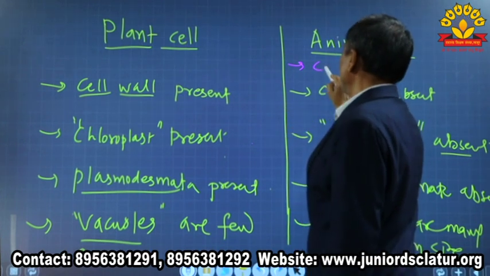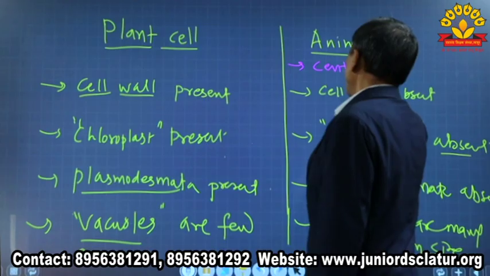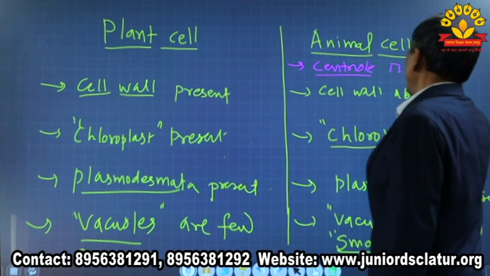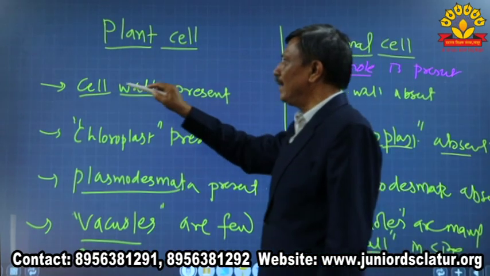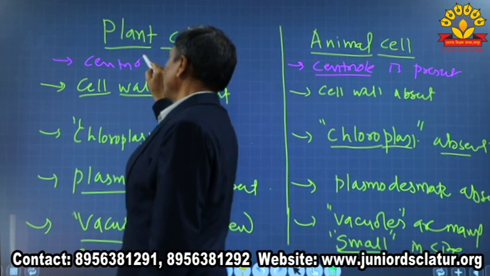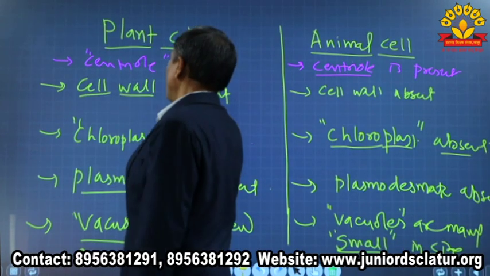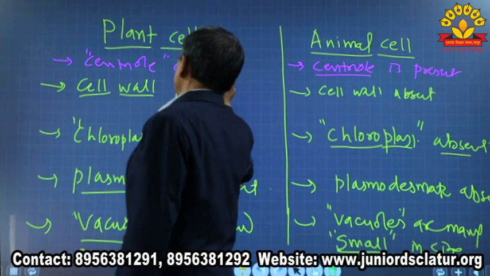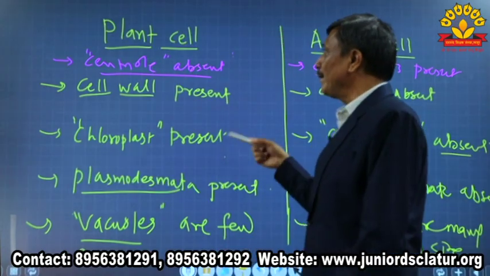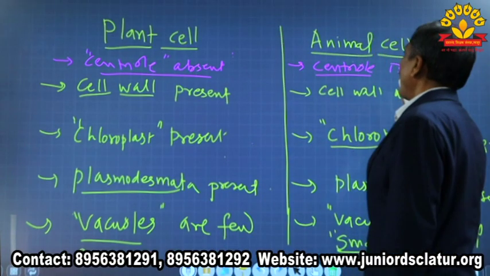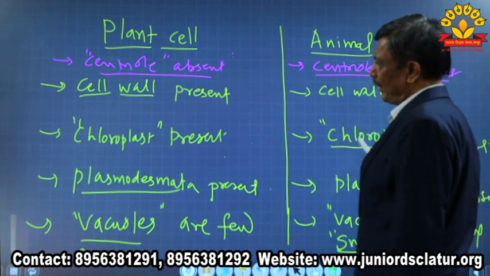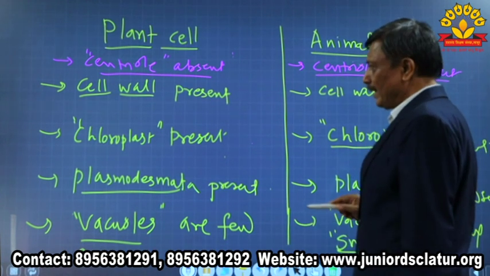In the case of the animal cell, centriole or centrosome is present, while in the case of the plant cell, centriole is absent. Centriole, which is required for cell division, is absent. Then how does the plant cell divide? By forming a cell plate. The plant cell can be divided, and in the case of the animal cell, centriole is present. With the help of centriole, the animal cell can be divided.